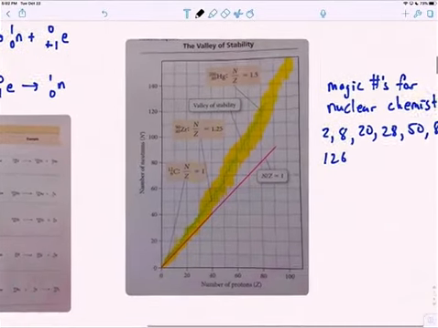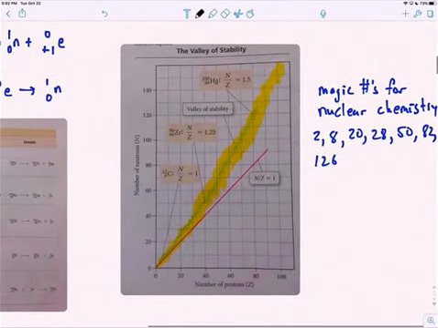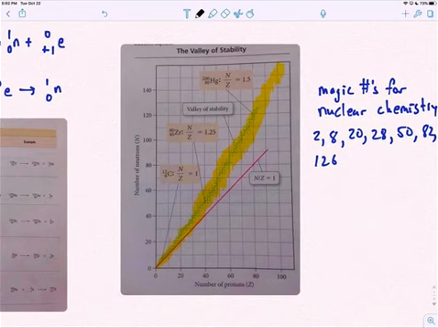Okay, and here are all the nuclides. On the y-axis you have the number of neutrons, and on the x-axis the number of protons. In yellow are the quasi-stable nuclides, and the stable ones are the blue dots.